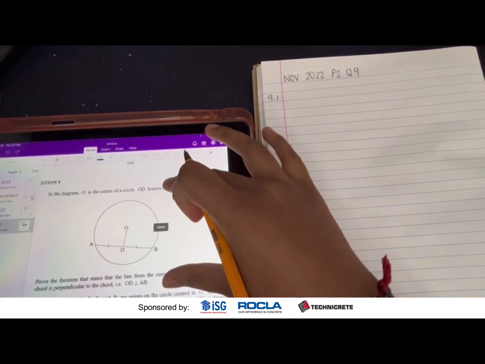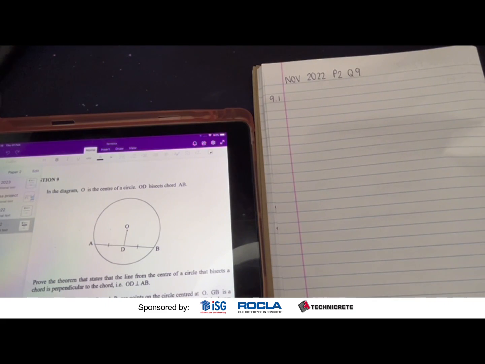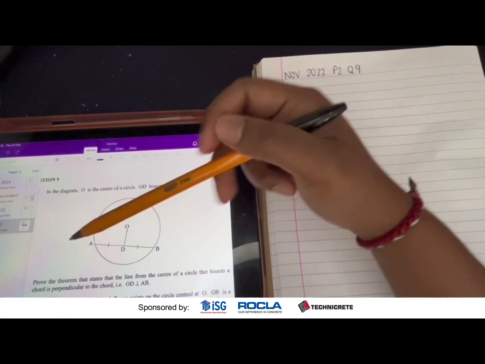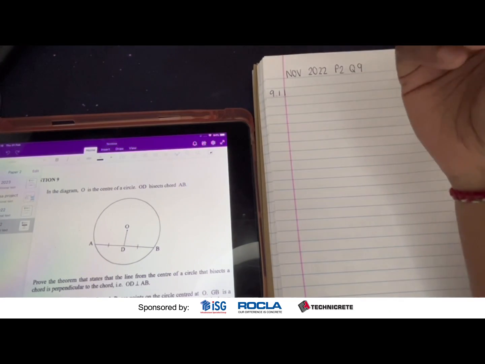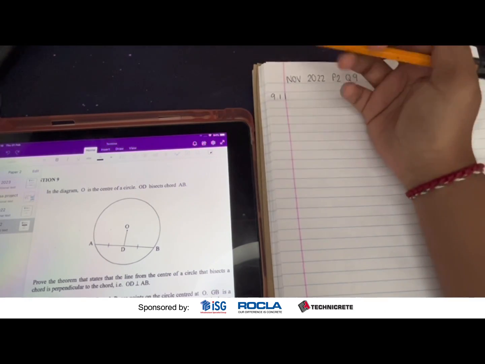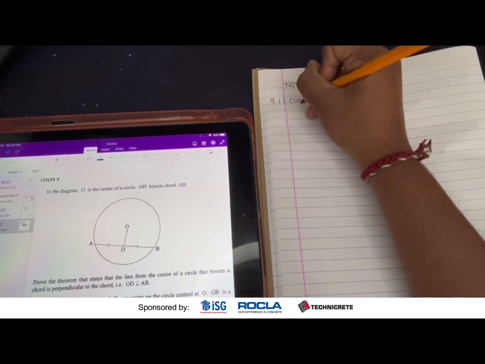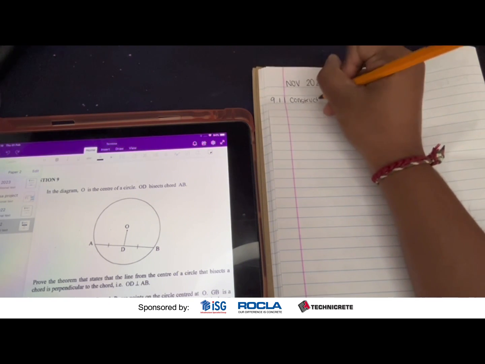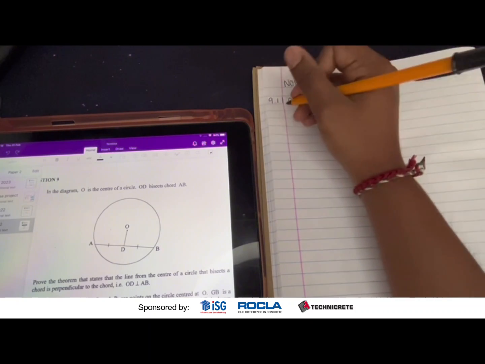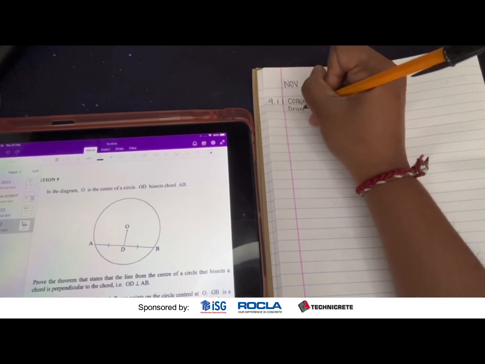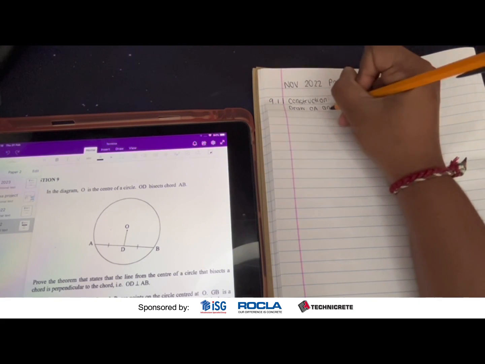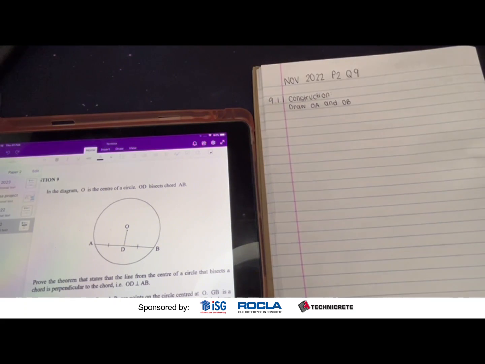Okay, so you know that in your paper 2, they will have this printed out in your question booklet. So it will involve you having to construct. So I'm just going to construct for the purposes of this video, and I want you to remember that you must construct. The first construction that we need to make, and make sure you state your construction as well, is that we need to draw OA and OB. So we need to connect the points so that we have triangles.